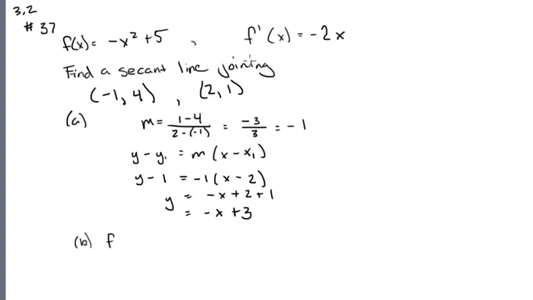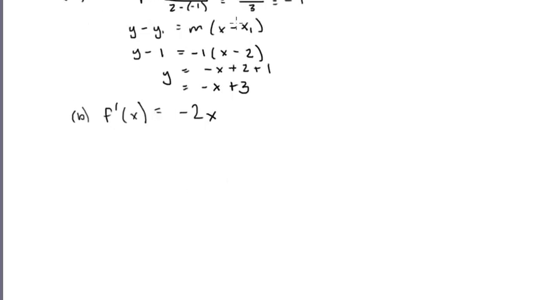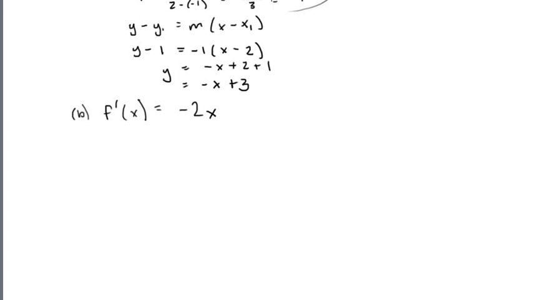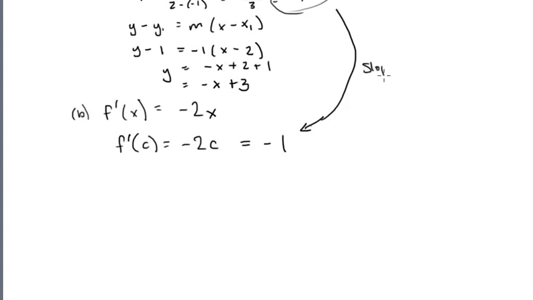We know that our derivative, which we just calculated up there, is equal to -2x, right? And we want to find a value such that it equals the value of the slope of the secant line. So is there going to be some c such that -2c will be equal to -1? So this is from here. This is the slope of the secant line.